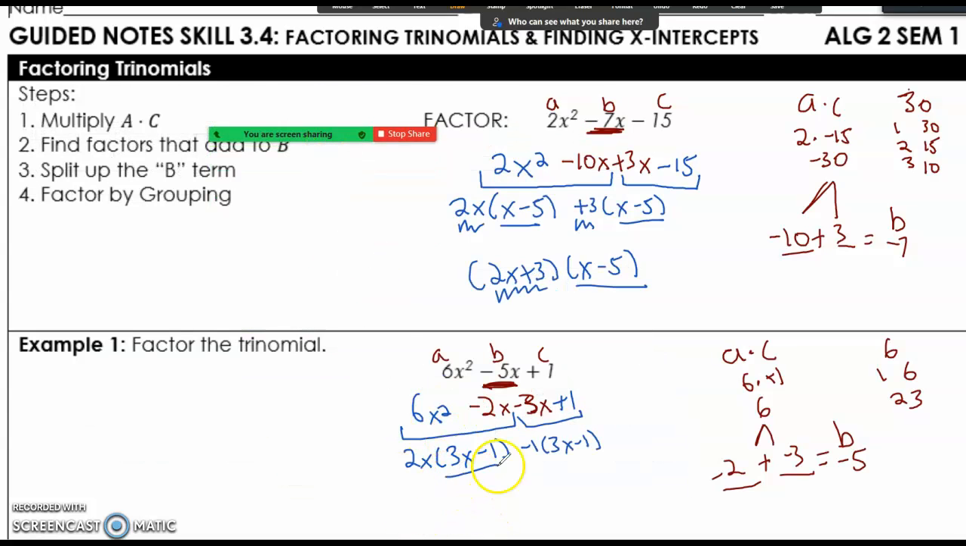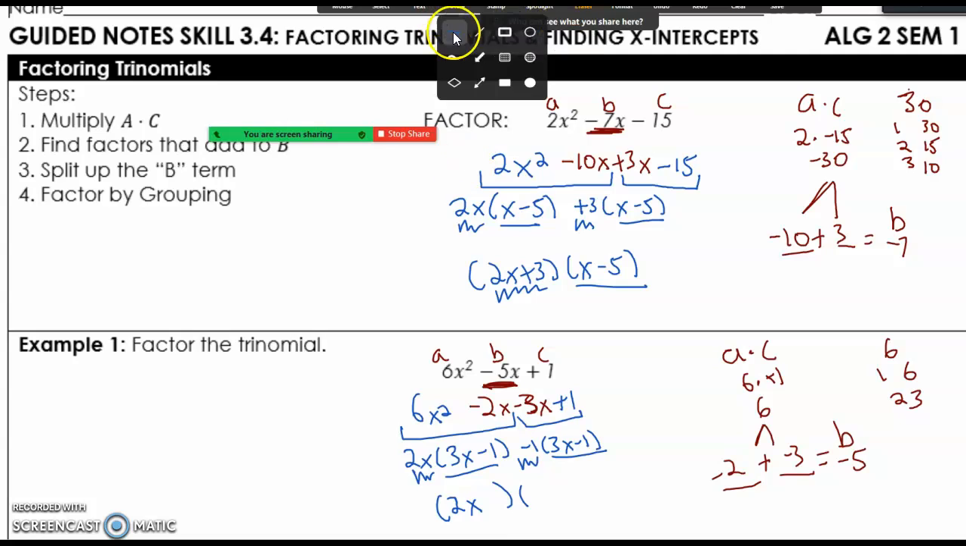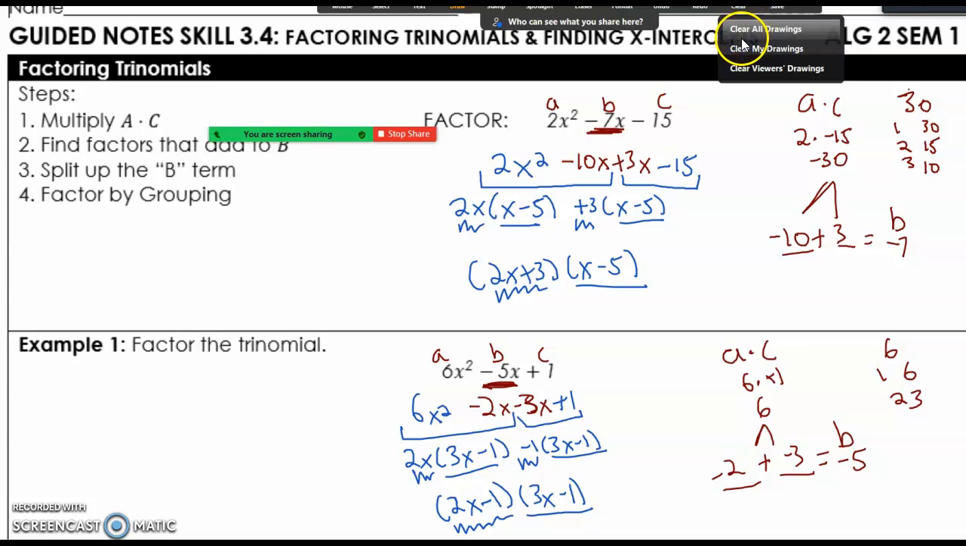So now I'm back to 4 terms. I have my matching, and my leftovers. So here's my leftovers, here's my matching. So that's how to factor trinomials.